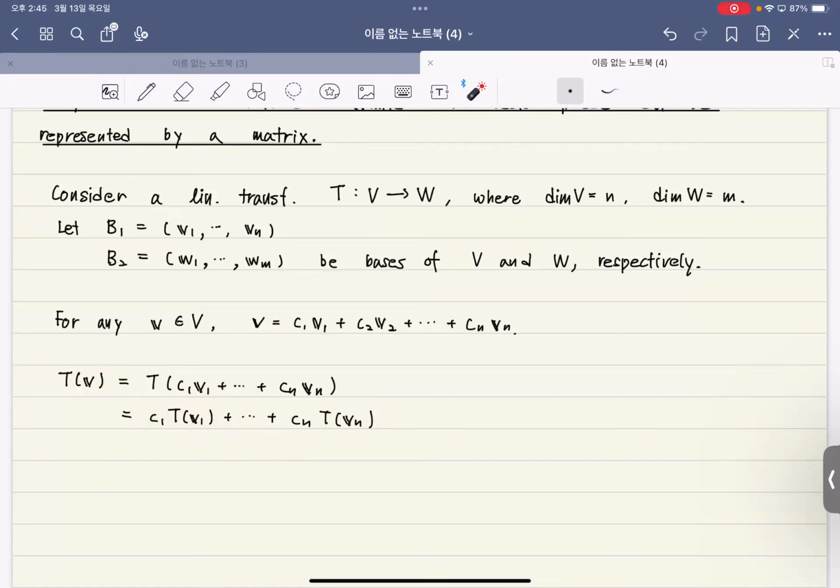This is my belief, but practically speaking, linear transformation is the only function that we can compute. If a function is not linear, that is almost impossible to compute. Because of this reason, we try to approximate every function by a linear transformation, and we try to compute them. Otherwise we cannot compute in general. All right.